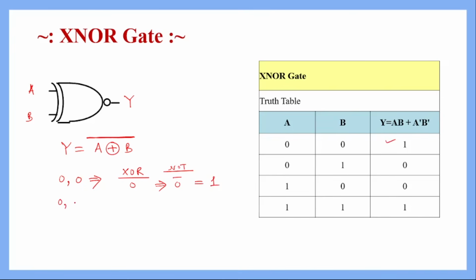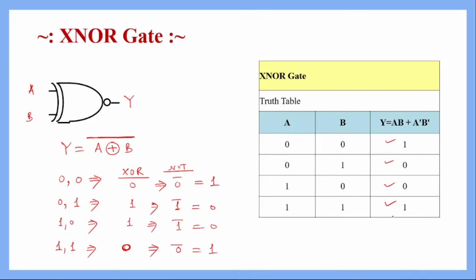And when one of the inputs is 0 and the other input is 1, we have seen that as per the XOR operation, that becomes 1. When it is passed through the NOT operation, it will become 0. So that's what has been written here. And when both the inputs are 1 at logical high level, as per the XOR operation, the output is 0. We have seen that when both the inputs have the same status, the output of the XOR operation is 0. And when we perform the NOT operation after that, the complement of 0 will become 1.